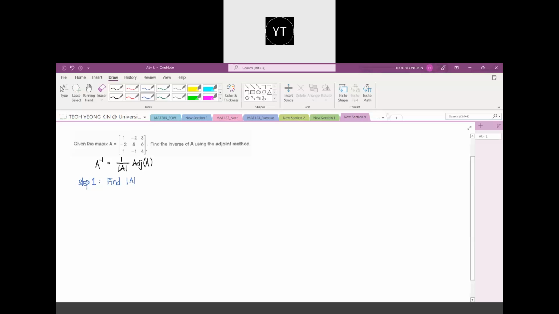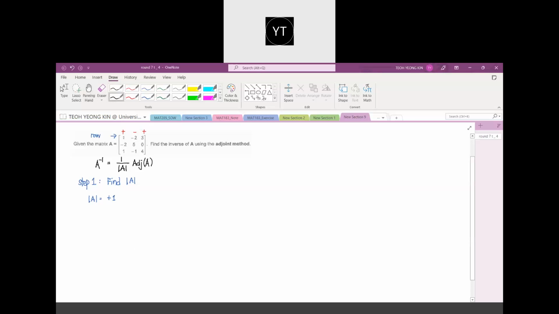So how are we going to find the determinant of A? Macam mana kita nak cari determinant of A? Let's say I'm using row 1. First we try to find the determinant of A. By using row 1, the determinant of A will be equal to, first you have to know the signs are positive, negative, positive. So here we start with positive 1. Kita guna positive 1.